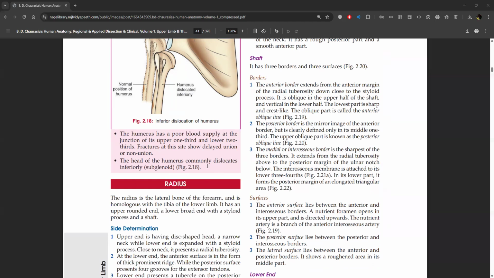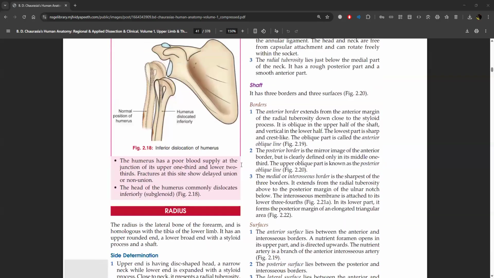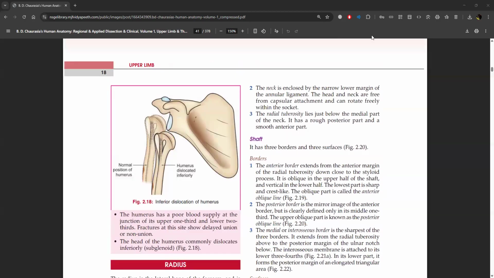The head of the humerus commonly dislocates inferiorly, subglenoid, figure 2.18. So this was part 1 of chapter 2.